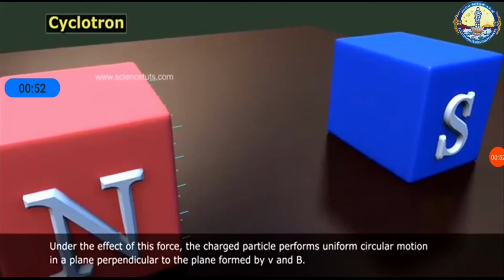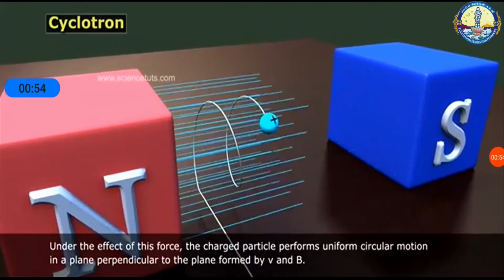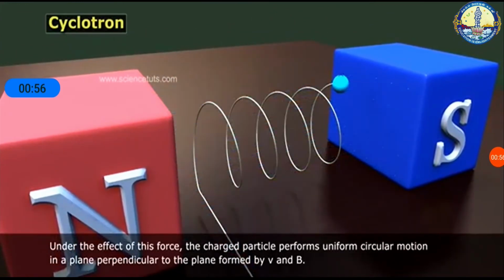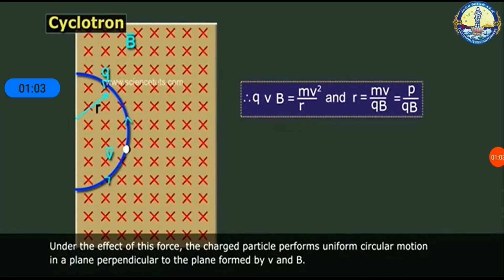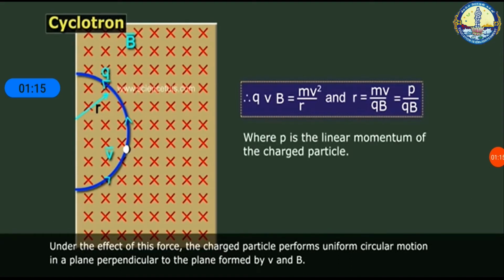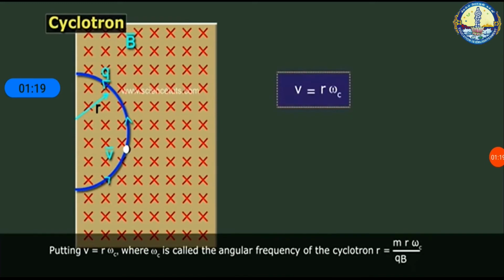Under the effect of this force, the charged particle performs uniform circular motion in a plane perpendicular to the plane formed by v and B. So we get QvB = mv²/r and r = mv/qB. We know that mv is the momentum, that is p. So r = p/qB, where p is the linear momentum.